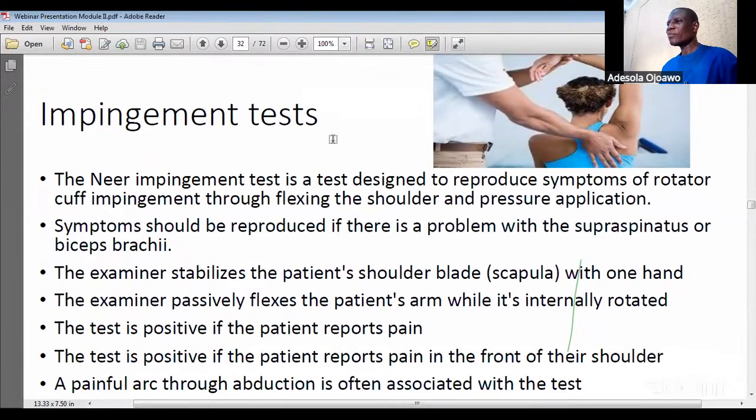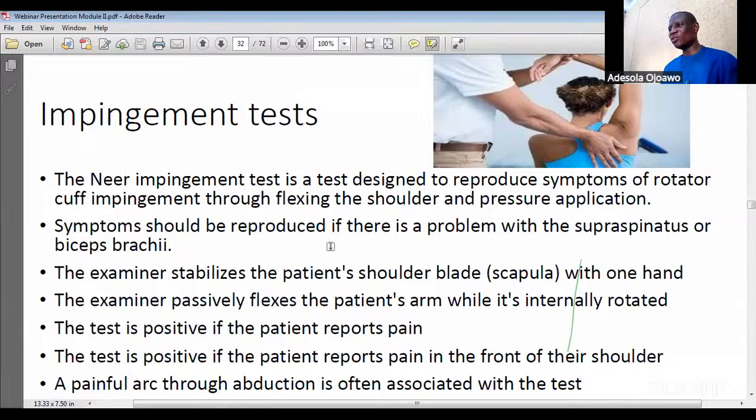Yes, for the impingement test, we know what we call the Neer impingement test. Neer impingement test. How do you do that? Okay. The test is designed to reproduce symptoms of rotator cuff impingement through flexing the shoulder and pressure application.